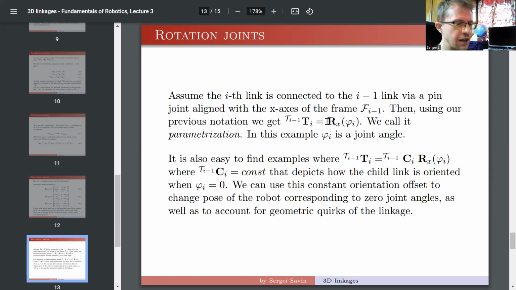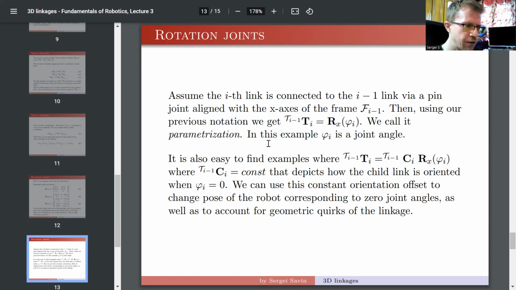Notice now this matrix has a parameter phi i. And this phi i is what we call a joint angle. This is how much your joint rotated. Those phi i's are parameters, and we call it parameterization.